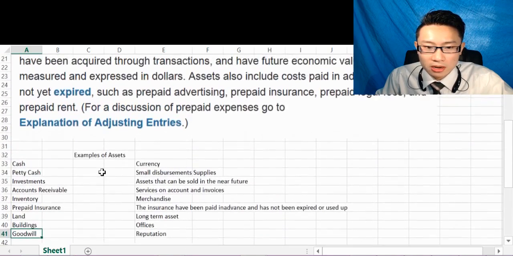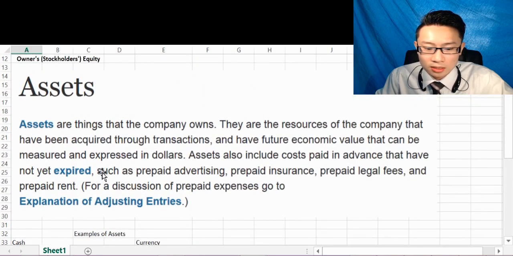So I hope you have a better understanding of what an asset is. Once you have that, you'll be able to compute a balance sheet very easily.